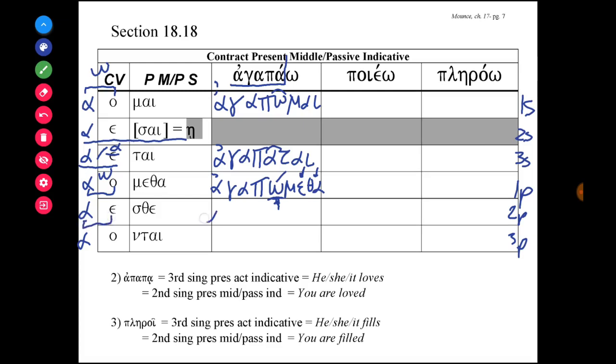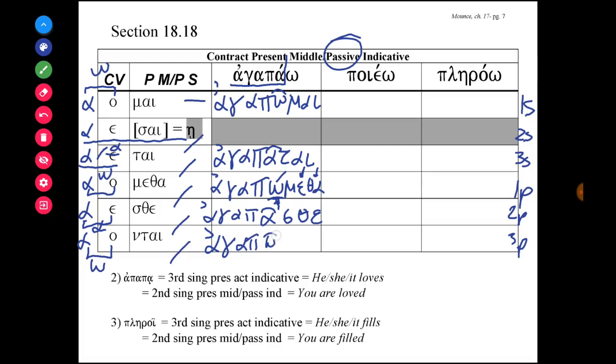Alpha plus epsilon is agapaste, where the alpha and epsilon contract to an alpha, and alpha plus omicron contracts to an omega. So to say they are being loved. Remember, if I were to translate these verbs passively, instead of in a middle translation, it would be I am being loved, you are being loved, he, she, it is being loved, we are being loved, you all are being loved, and here they are being loved. Agapontai.